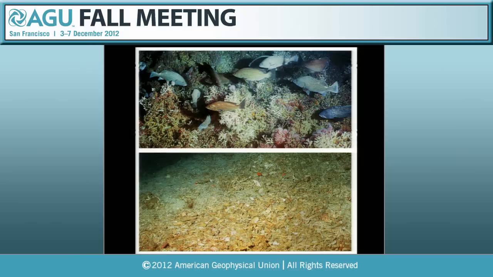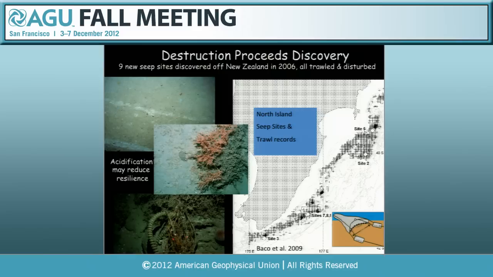This came home to me just how severe this problem was and how we may be removing things that we don't even know about. When I was off New Zealand in 2006, we were exploring for methane seeps. We discovered 9 new seeps, the very first New Zealand had ever found on its margin, and every single one of them had signs of trawl activity. There were either trawl marks or lost gear or coral rubble out there. And when we went back and collected the fishing records, all those little pluses on this diagram, we found extensive trawling. One of our sites had been trawled over 200 times. So this is an example of trawling and losing a wealth of novel information before you discover it.